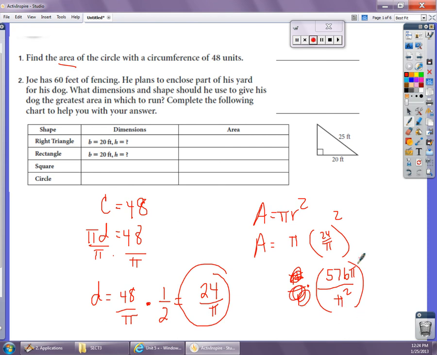Here you're going to cancel some out. If there's 1 pi at the top and 2 pi's at the bottom, you learned last year that when you divide these, you cancel the 1 out on the top, and you're left with 576 over pi. This stands for the exact area, in units squared. And if you wanted the rounded answer, you just have to do 576 divided by pi.